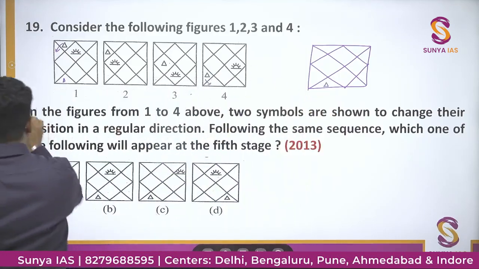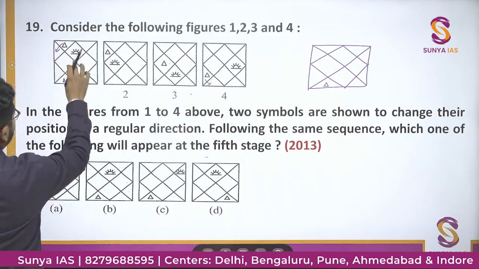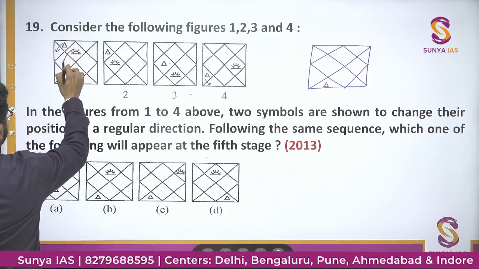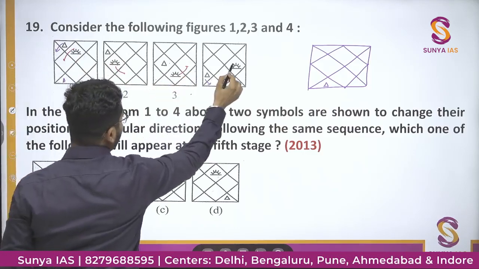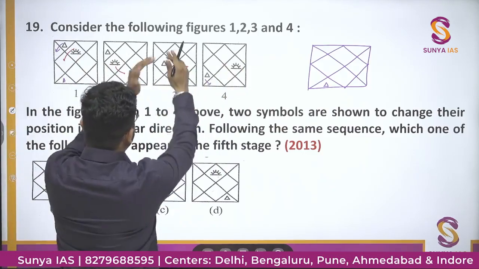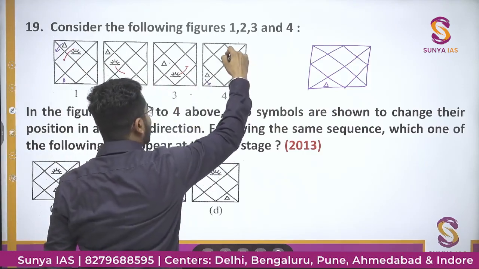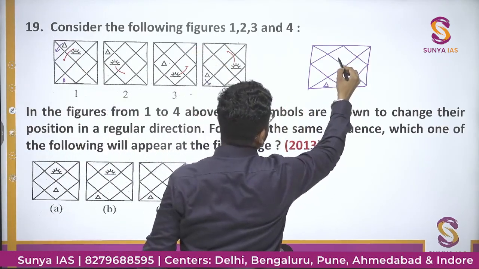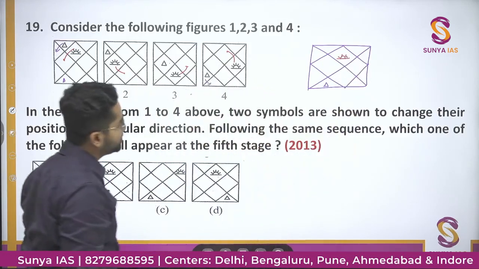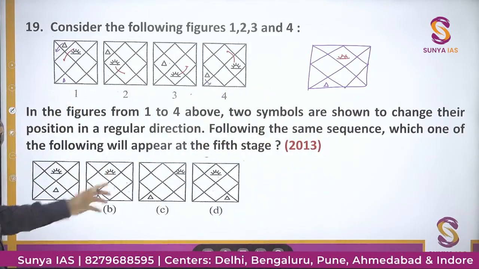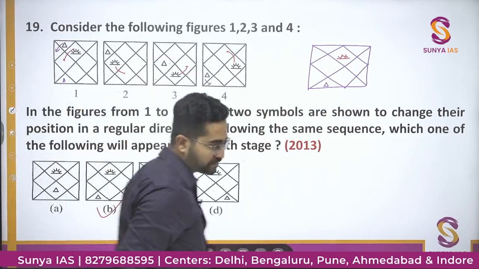And now if I see this sun is also taking an anti-clockwise approach, here, then here, then here, then here. So here, and this is rotating inside this square, so this will again come here, triangle will be coming here, this sun will be coming here. Is there any option where triangle is here, sun is here? Yes, option B is correct.